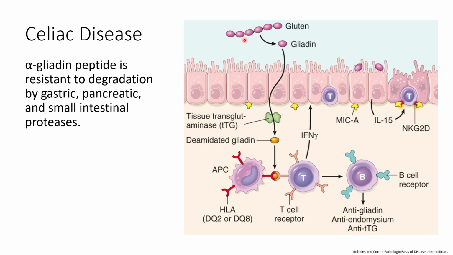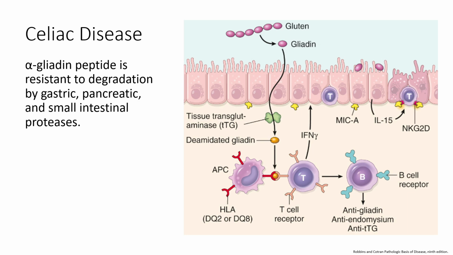So gluten is digested by enzymes into amino acids and peptides, including the alpha-gliadin peptide. The alpha-gliadin peptide is then transported into the lamina propria, where it will be deamidated by tissue transglutaminase. Then the deamidated gliadin peptide will interact with HLA-DQ2 or DQ8 on antigen-presenting cells.